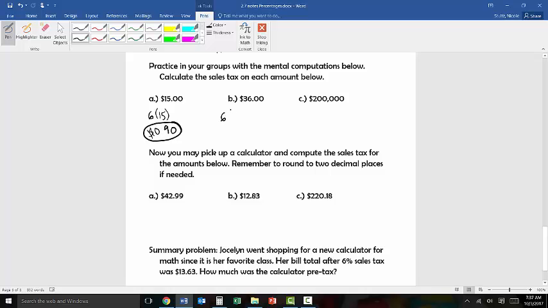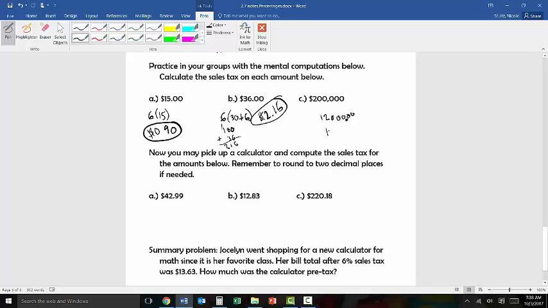36 times 6, so I'm actually going to break this 36 into 30 plus 6, like that. 6 times 30 is 180. 6 times 6 is 36. So you're going to get, move the decimal left, $2.16. Do it one more time. 6% of 2, so 6 times 2 is 12. 1, 2, 3, 4, 5. And move the decimal left twice.